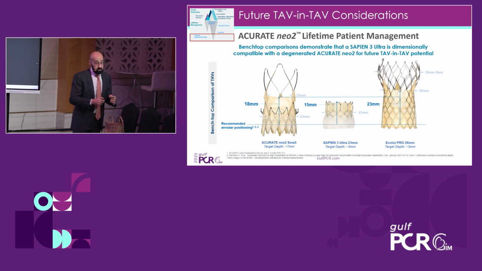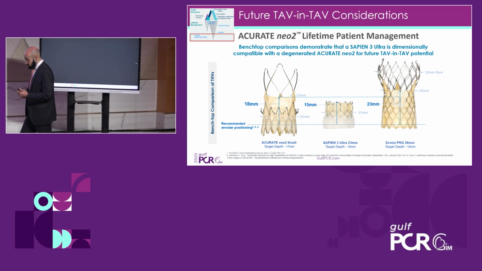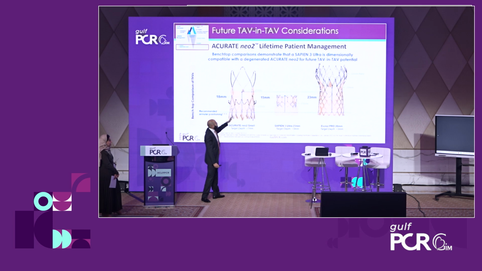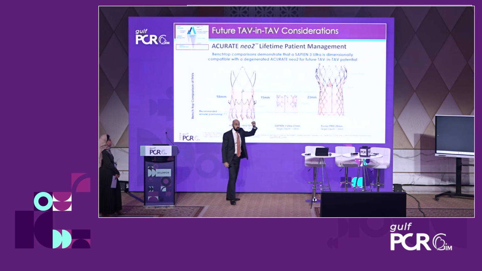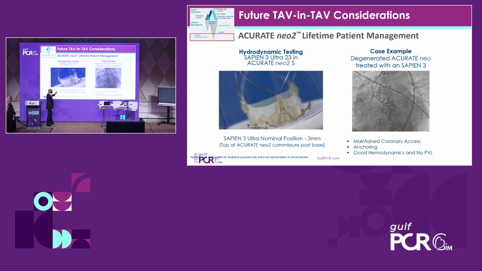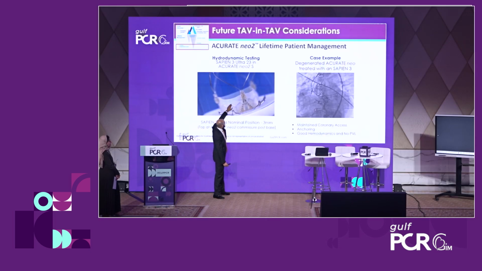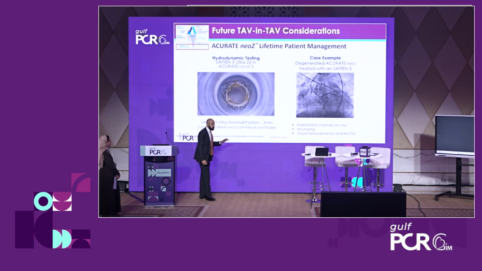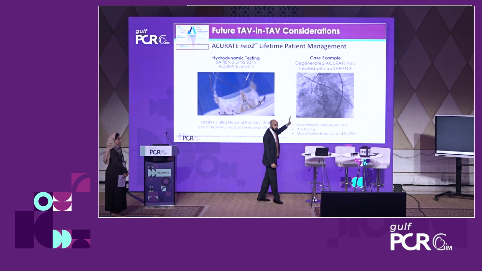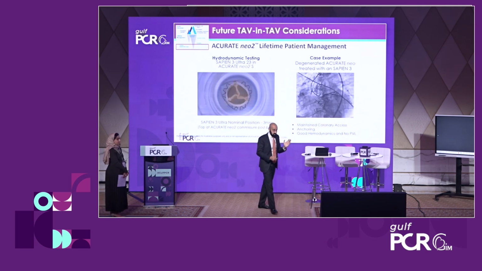As you can see here, the current recommendation is to land your balloon expandable inside the ACURATE Neo, and you leave the outflow of the balloon expandable at the lower edge of the commissural post with minimal overhang. If you do that, you will get a neoskirt lower than 18 millimeters. You can see that in this bench model, a well-functioning Sapien valve inside an ACURATE Neo valve. This is the outflow of the Sapien valve with minimal leaflet overhang. In most cases, you will not compromise coronary access, and your TAV in TAV will hopefully be easy.